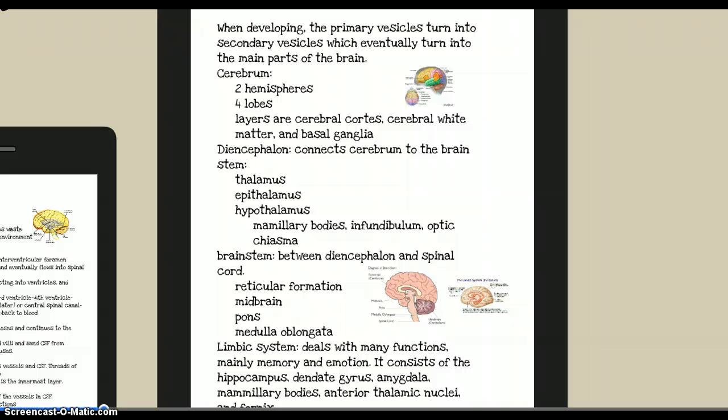The epithalamus contains the pineal gland. We'll learn more about that in the endocrine system, but it helps with the circadian cycles, which are sleep cycles. Then after that, there's the hypothalamus, which has many different body activities. It controls the autonomic nervous system, regulates emotion, behavior, hunger, thirst, body temperature, and the biological clock or circadian cycles.